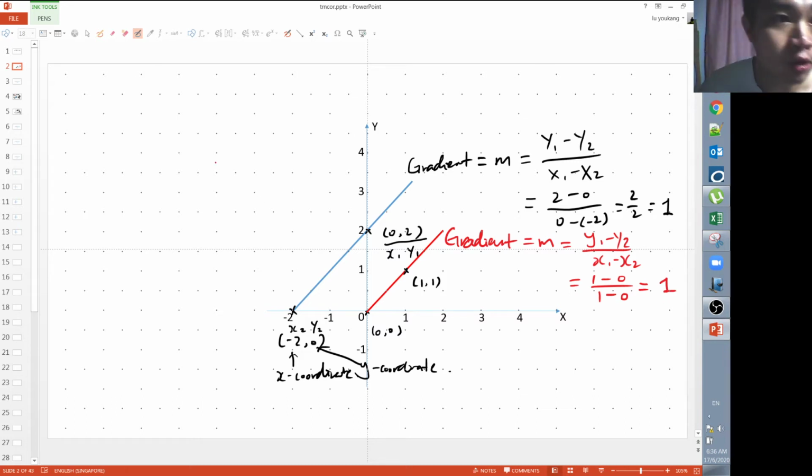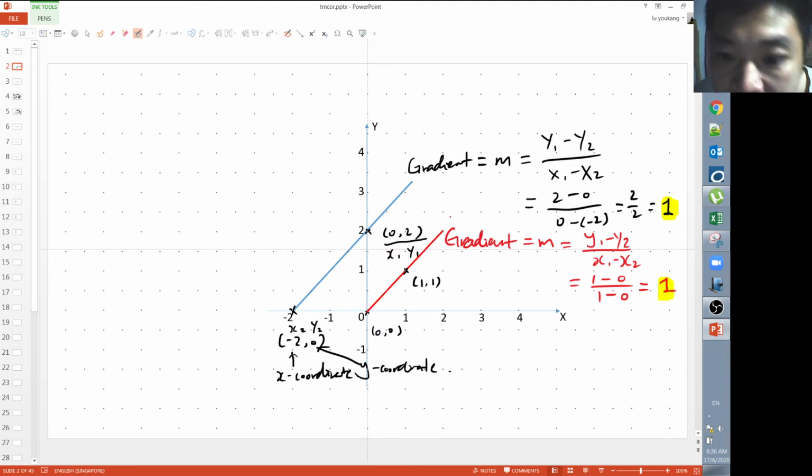So in these two cases, you have a gradient of 1. Can you see that? If you look at these two straight lines, they both have a gradient of 1. So I want you to observe these two lines together, and what can you observe? I hope you can actually see that.